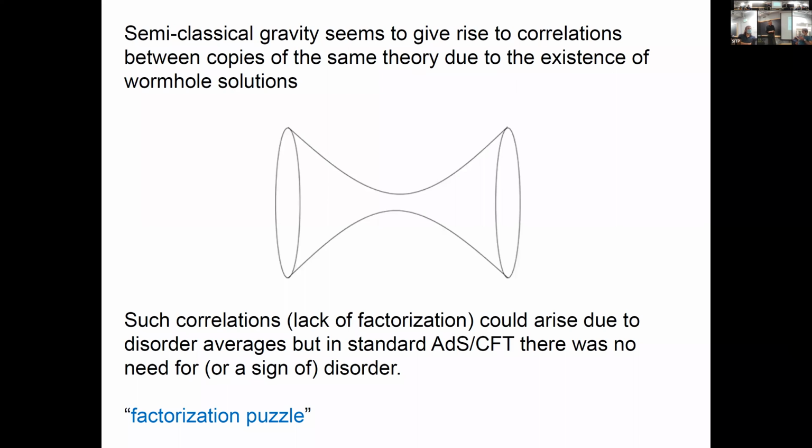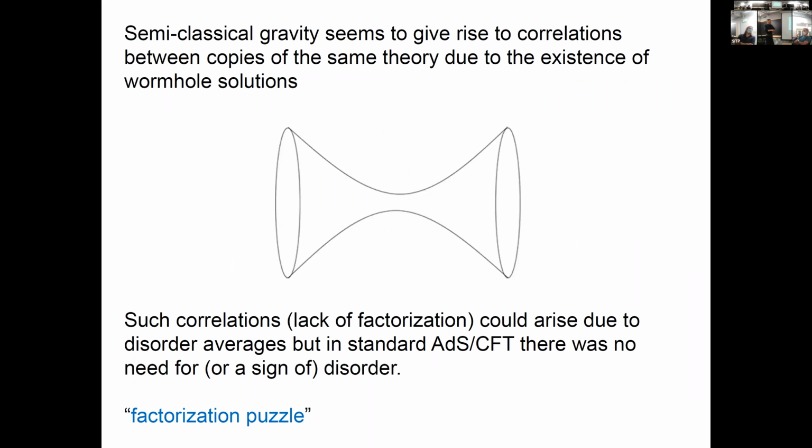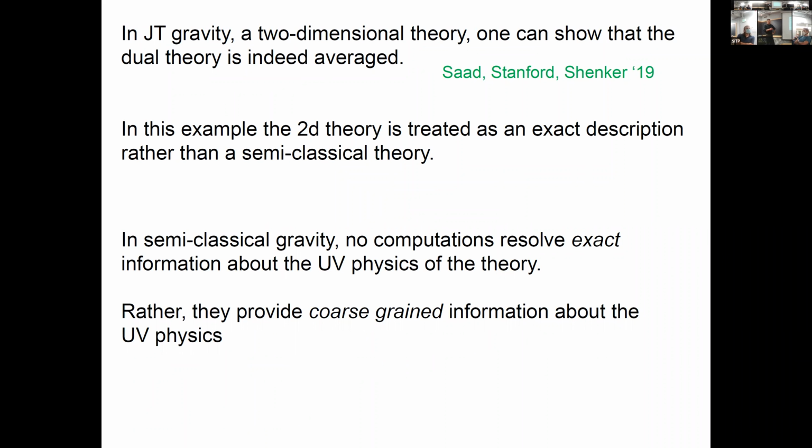Now, this wormhole. If you look at the famous example, and that's the central hub of this to some extent, two-dimensional JT gravity, then as everyone here knows very well, you can show that the dual theory on the boundary is indeed an averaged theory. However, in this particular case, this is not the type of thinking I want to do, because this is derived assuming that the 2D theory is a fundamental theory, and you can solve it exactly. So you don't treat the 2D theory as some semi-classical theory, you treat it as an exact theory. And because of the special features of JT gravity, it turns out to be an exactly solvable theory.